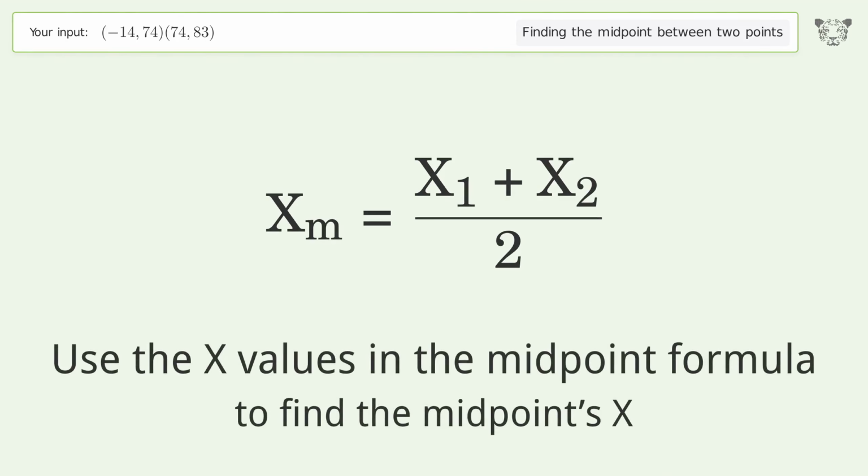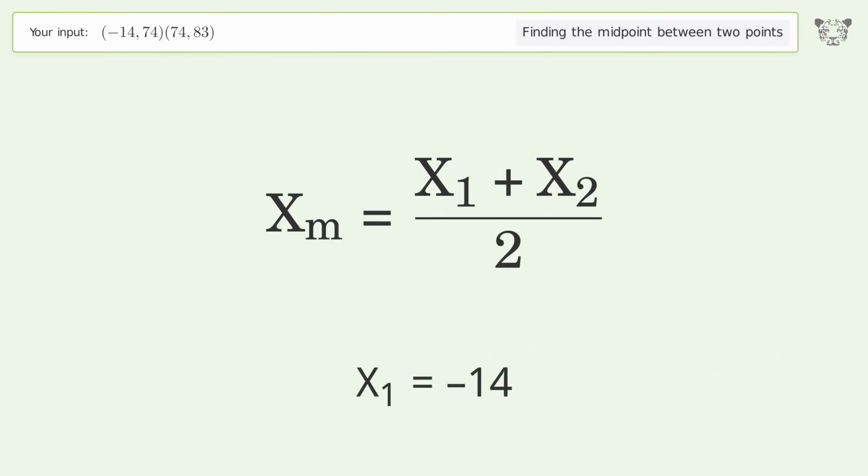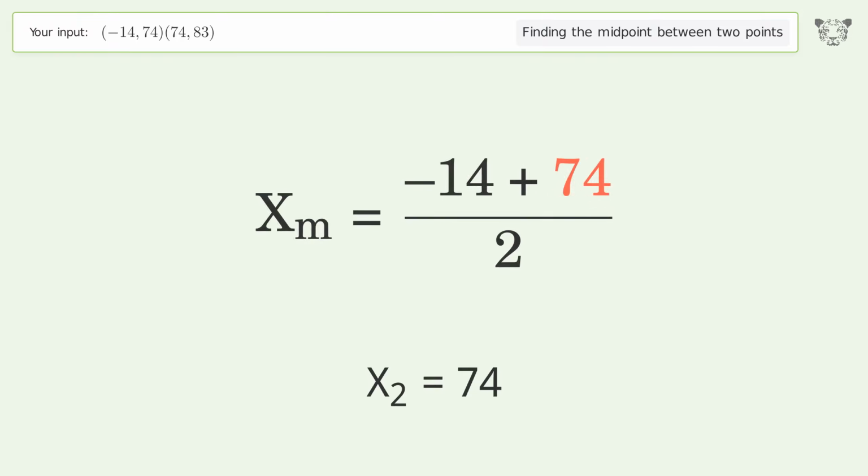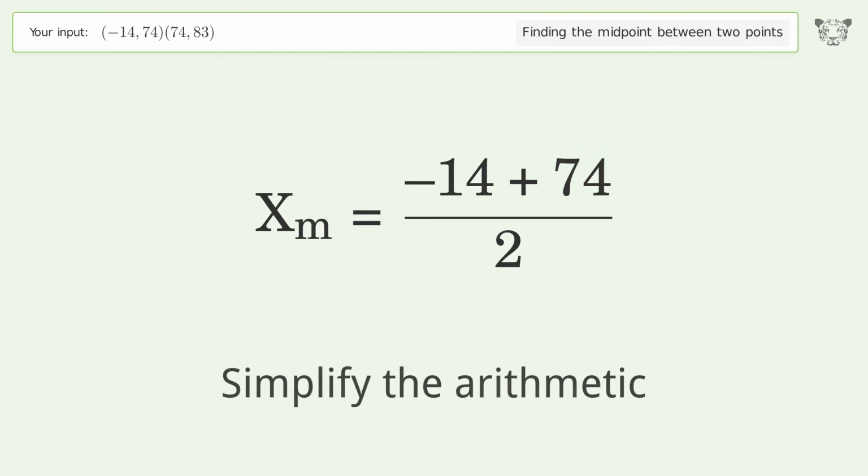Use the x values in the midpoint formula to find the midpoint's x. x1 equals -14. x2 equals 74. Simplify the arithmetic.